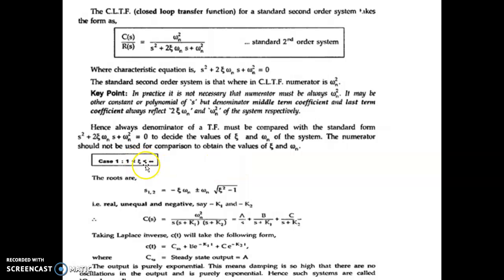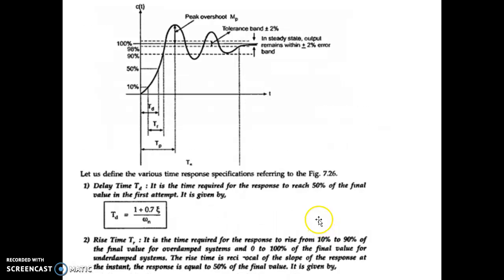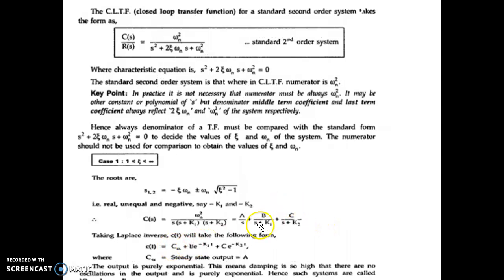Based on this second order equation, the damping factor has three different conditions. If the damping factor is greater than 1, the system is called overdamped. If the damping factor zeta is equal to 1, the system is critically damped. If zeta is less than 1, the system is underdamped. So these three are the different cases for the corresponding damping factor.